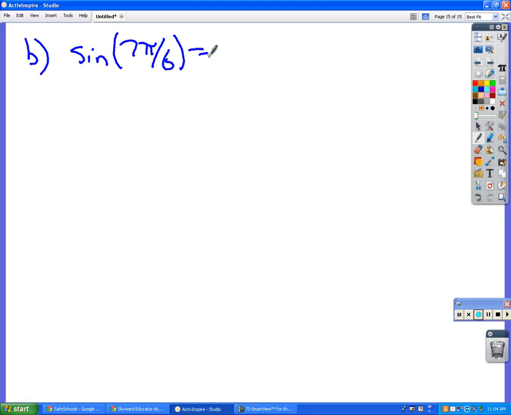Okay, 7 pi over 6 is not quite so easy to convert to degrees in your head. So 7 pi over 6 times 180 over pi. Pi's cancel, 6 goes in there 30 times, and so we're looking at the sine of 210 degrees, really, right?